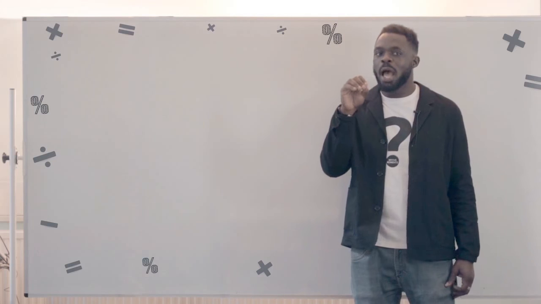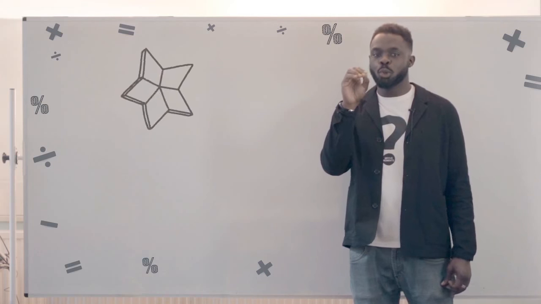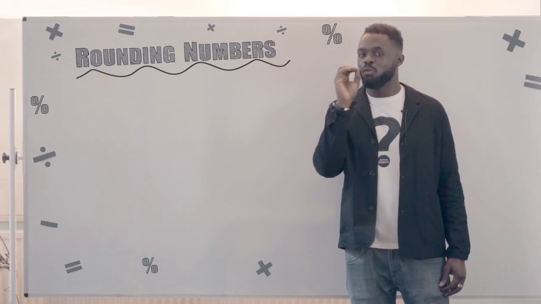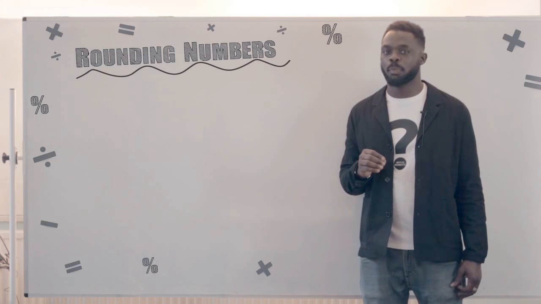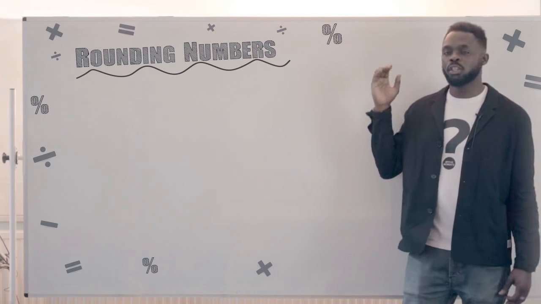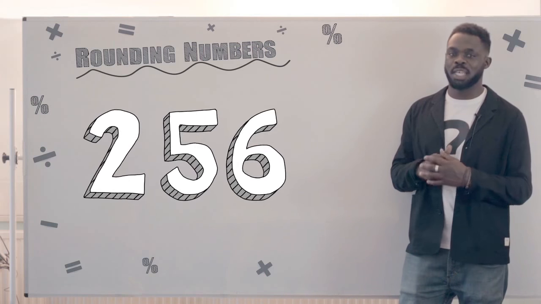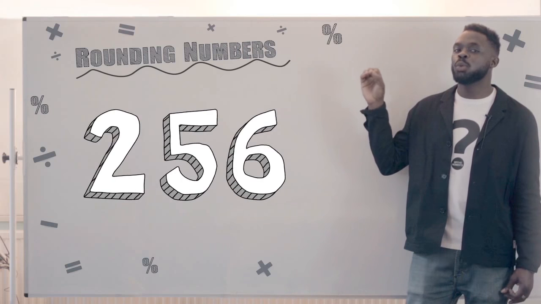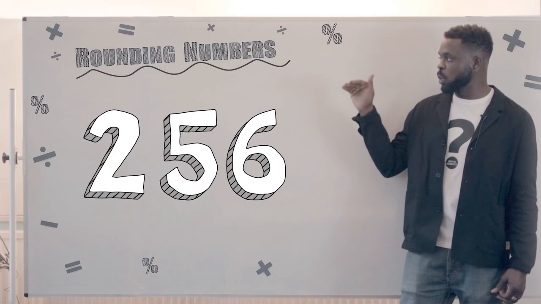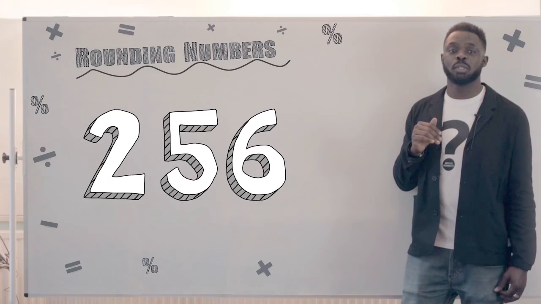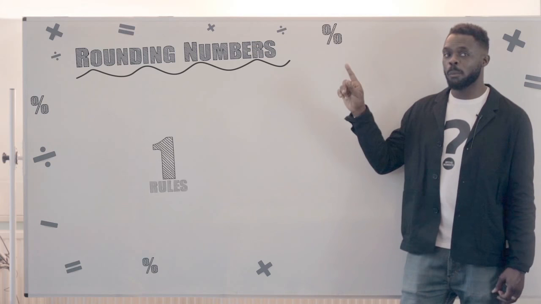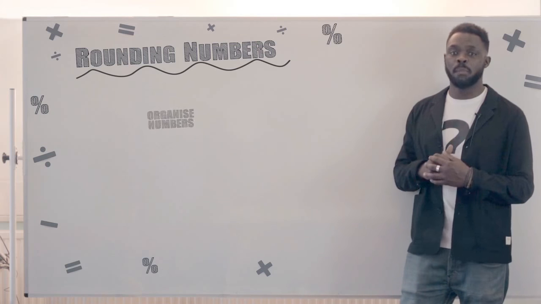Now today, I wanted to introduce you to the concept of rounding up and rounding down numbers. Now, we're going to look at the number 256 and round this up to the nearest 10. Now before we do that, there are a set of rules for us to follow. Rule number 1, organize your numbers.